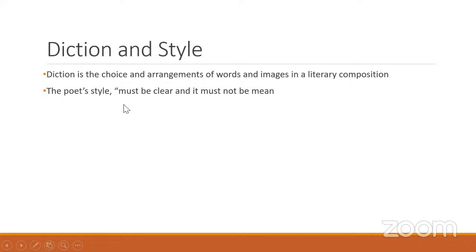Then style. The poet's style, according to Aristotle, must be clear and it must not be mean. This is what Aristotle says. It should be clear. Whatever the style is, it should be very clear. It should not be obscure. It should not be filled with jargon. It should be very clear. That is how a style should be.